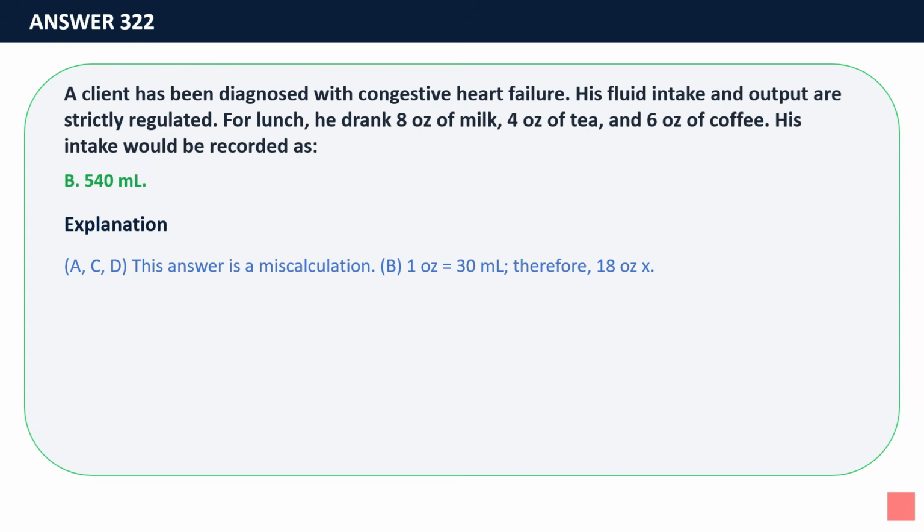Answer: B. 540 milliliters. Explanation: A, C, D. This answer is a miscalculation. B. 1 ounce equals 30 milliliters, therefore, 18 ounces times 30 equals 540 milliliters.